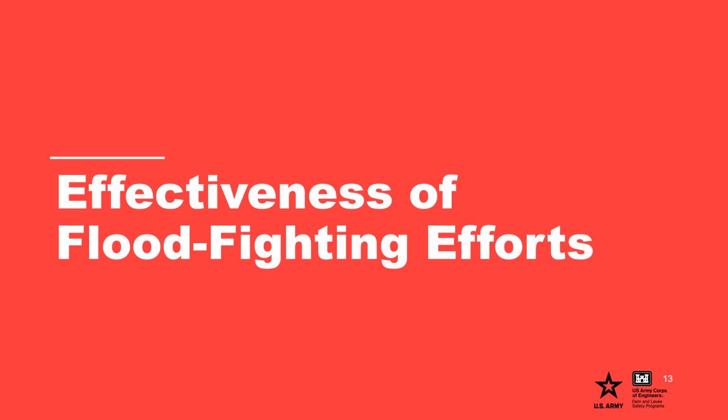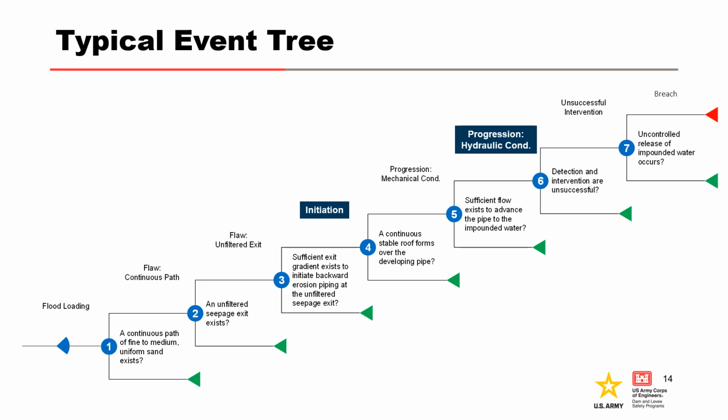The question now turns to this: just how integral were the efforts at Buck Chute at preventing failure? Re-examining the backward erosion piping evaluation from Part 1 of this case history can provide insight. As a reminder, here's the typical event tree for backward erosion piping. The flood fighting efforts primarily affected the initiation and hydraulic condition for progression nodes within the tree. Typically, intervention is accounted for in the risk estimate through the unsuccessful intervention node. However, since this case history is an examination of events that occurred in the past, it's prudent to look at these nodes separately.